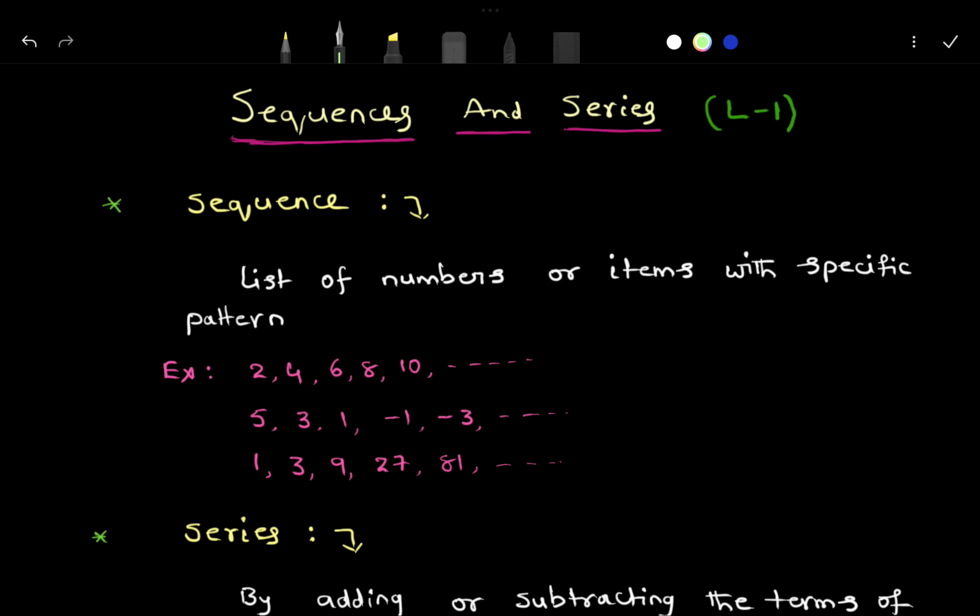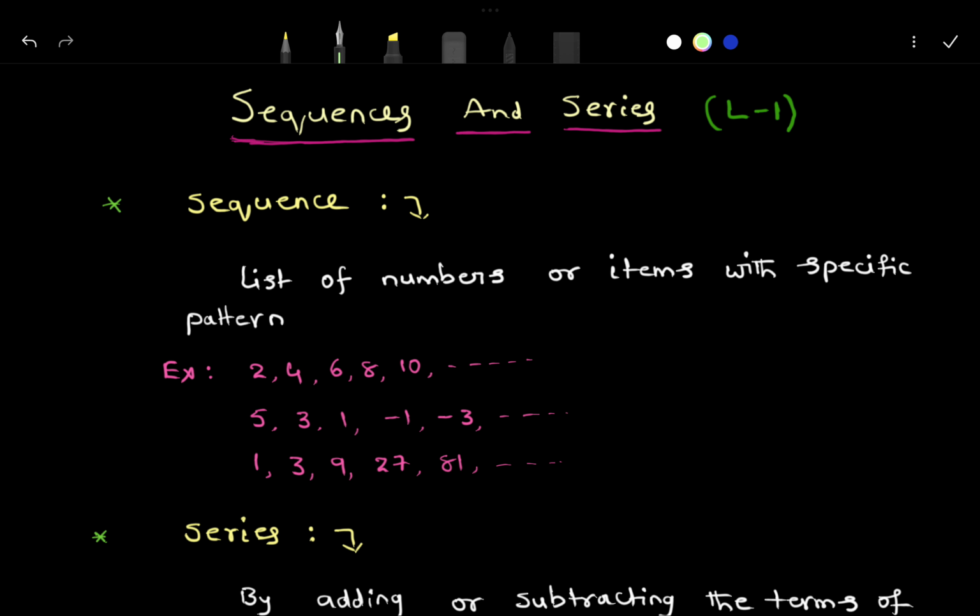In this video, we are going to discuss sequences and series. What is meant by a sequence? Look at this. A sequence is nothing but a list of numbers or items with a specific pattern.